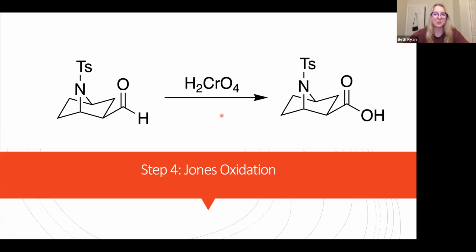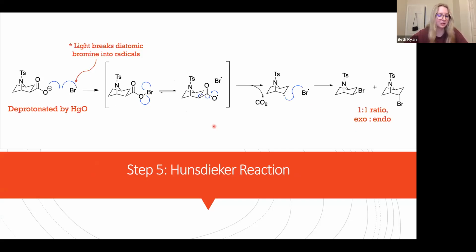So this one is something we learned in Orgo 2. It's just a Jones oxidation from this aldehyde to a carboxylic acid, so we've seen that. It's cool. And then this one is another new reaction that I had never heard of, called the Hunsdiecker reaction. So this carboxylic acid that we just made is deprotonated by mercury oxide. And then, like we learned in both Orgo 1 and Orgo 2, light can break diatomic bromine into bromine radicals, which can be used to do cool things.